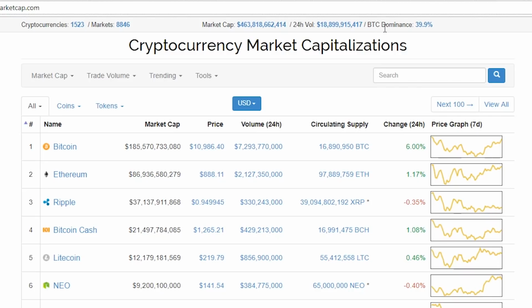Now, the next thing along here is the BTC dominance. That's the percentage of Bitcoin's market cap that makes up the total market capital. So you see here Bitcoin's market cap right now is 185 billion and the total market cap is 463. So Bitcoin right now represents 40% of the entire market of all the cryptocurrencies, which is obviously quite a lot, but Bitcoin has been far higher than that in the past.